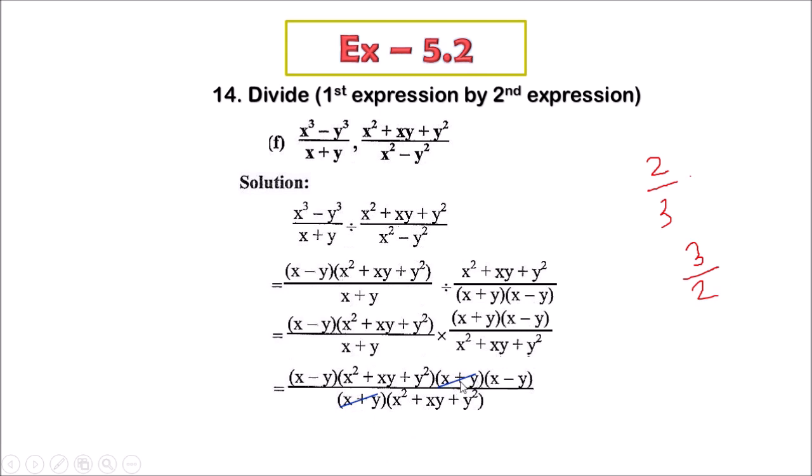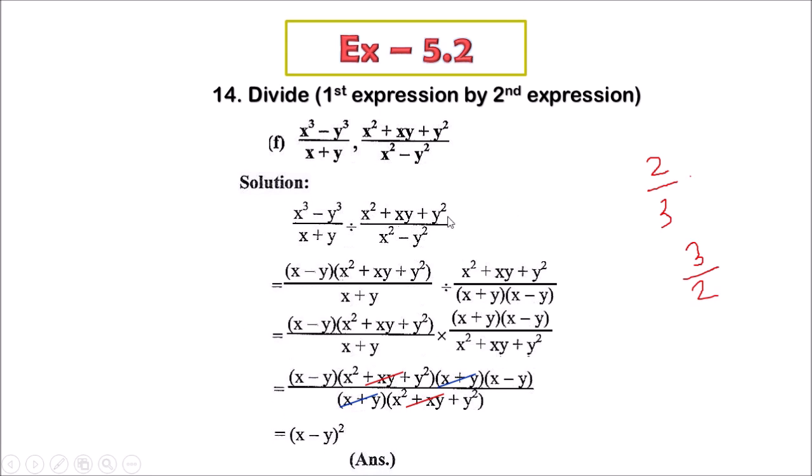You can see in the numerator and denominator, x plus y is common, so we can just remove it. And also these two, x square plus xy plus y squared over x square plus xy plus y squared, can also be removed. So what is the remaining part? x minus y, and nothing in the denominator, so (x minus y) whole square, that is your answer.